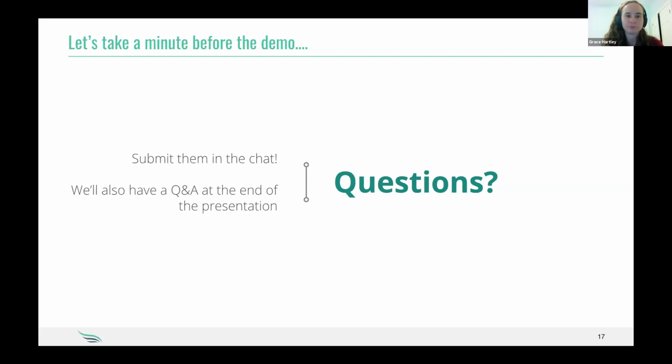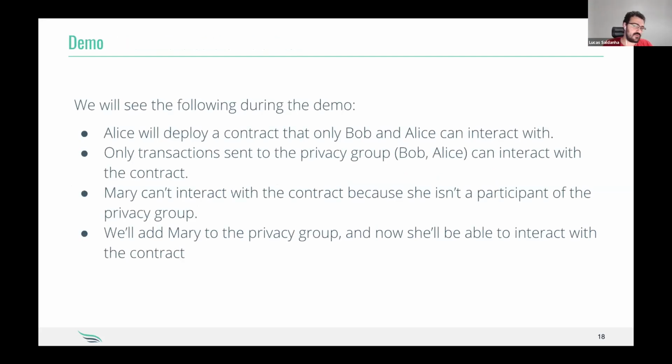Go ahead. Okay, cool. So let's go to a demo here. This is a simple demo just to demonstrate this option of creating an on-chain privacy group and adding someone as a member. What we're going to see, we have this network with 3 nodes running. Let's call them Alice, Bob, and Mary. And for each Ethereum node, I have a paired Orion node running.